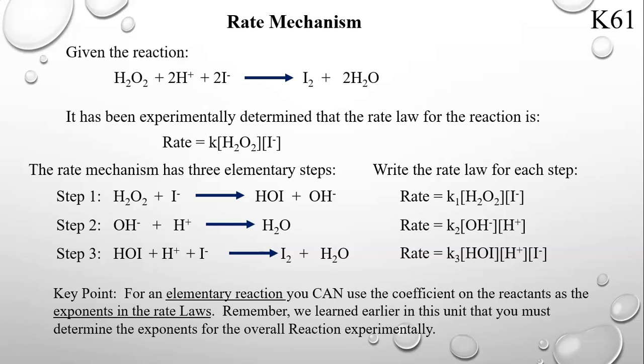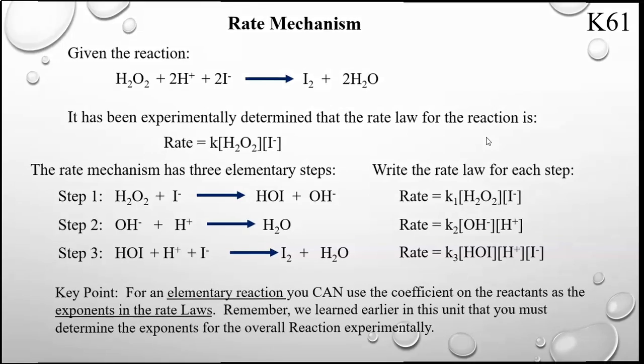So key point, this is what I was telling you earlier, and I'm going to say it 100 times. For an elementary reaction, you can use the coefficients on the reactants as the exponents in the rate laws. Only for elementary reactions. Remember, we learned earlier in this unit that you must determine exponents for the overall reaction experimentally. And that's what they did up here. There's the overall reaction up here at the top, and there's the overall rate law for that reaction. That had to be done experimentally. Okay, so let's move on.